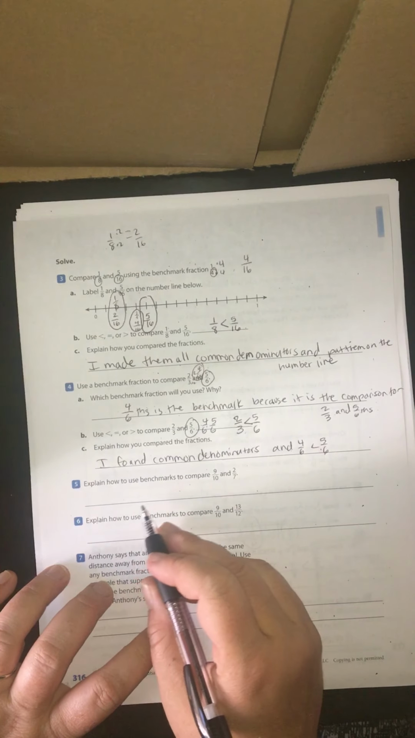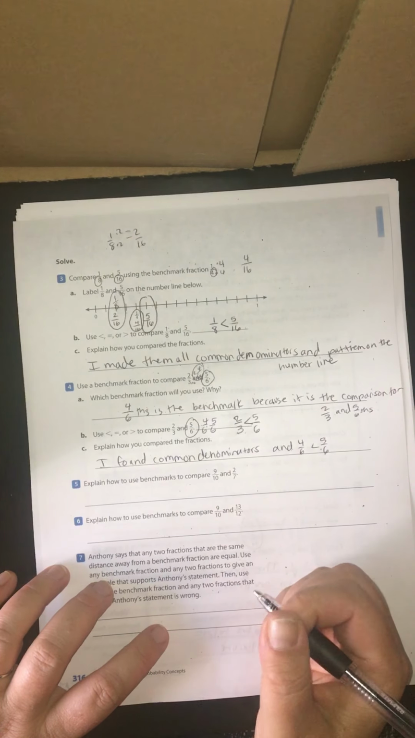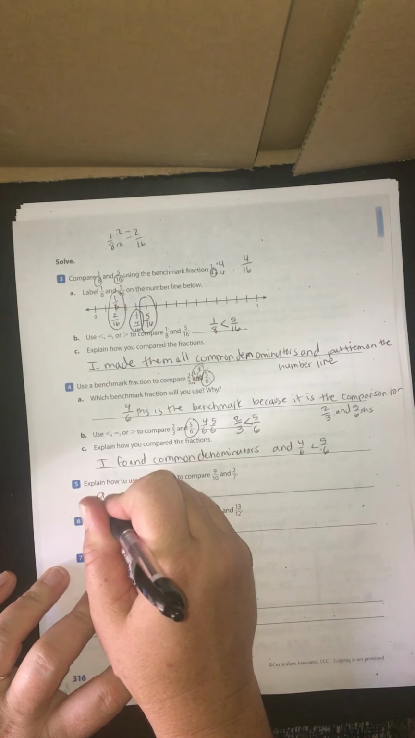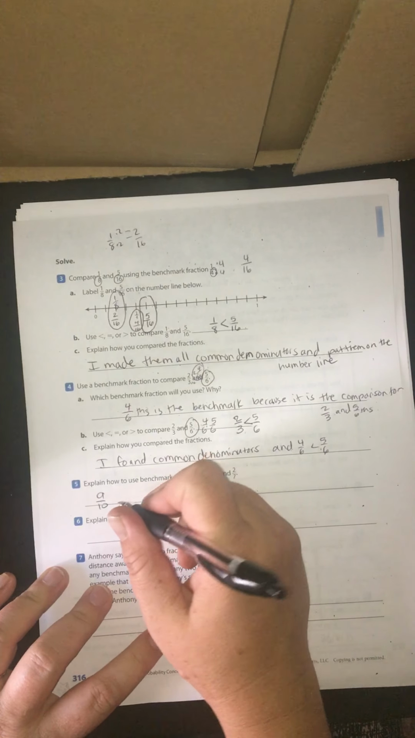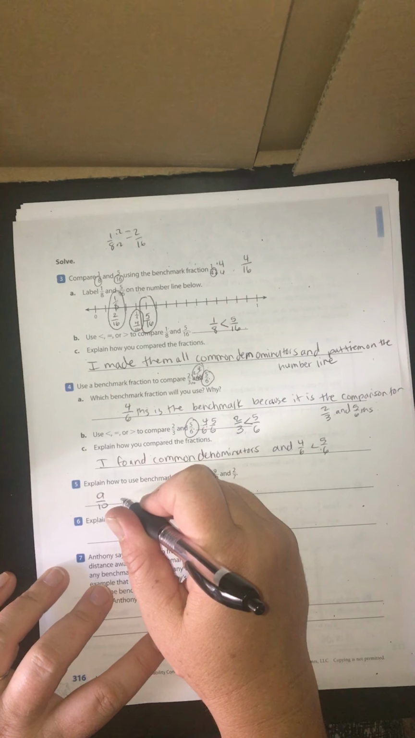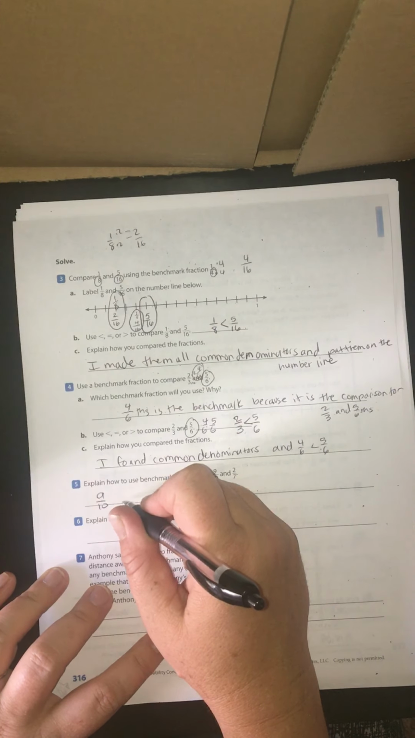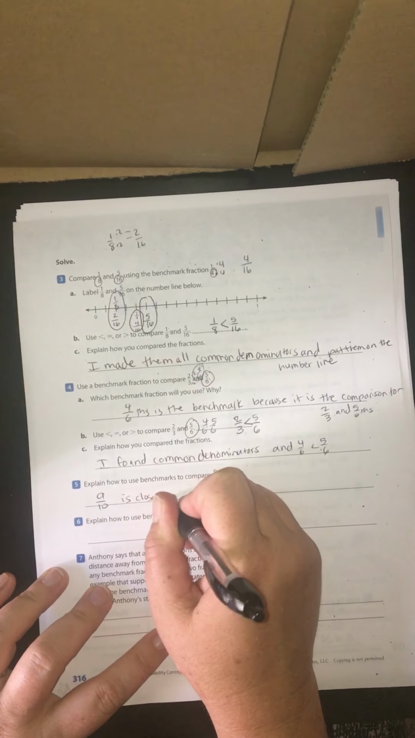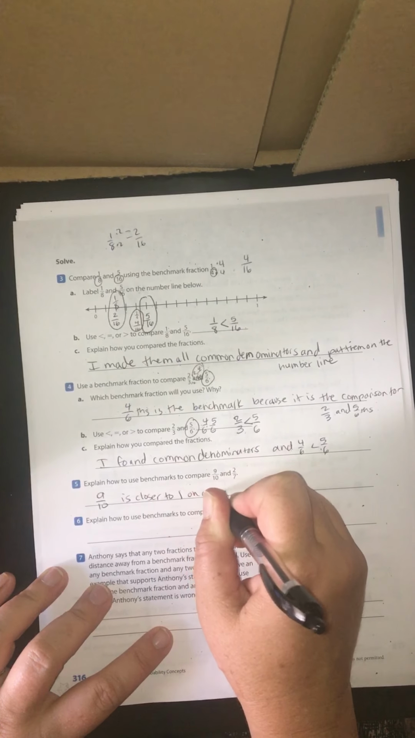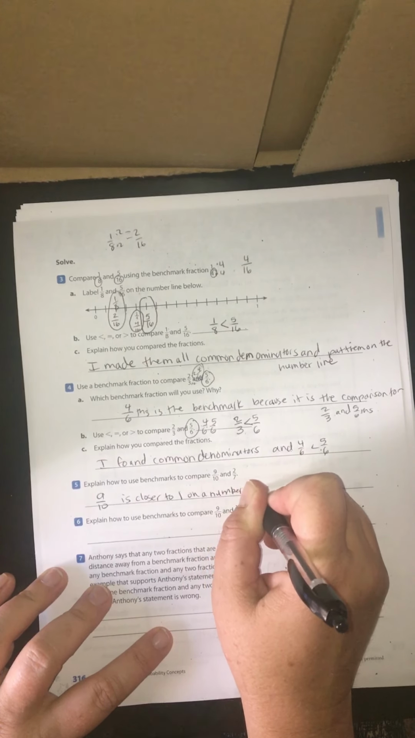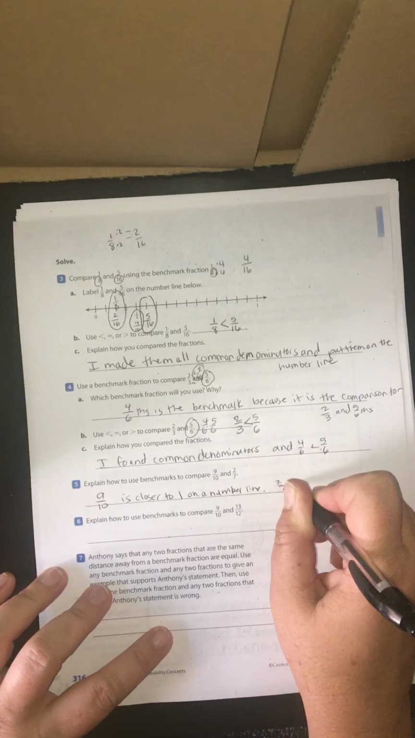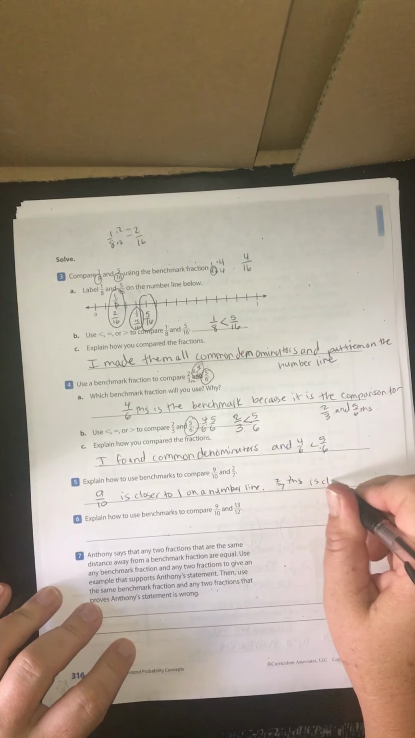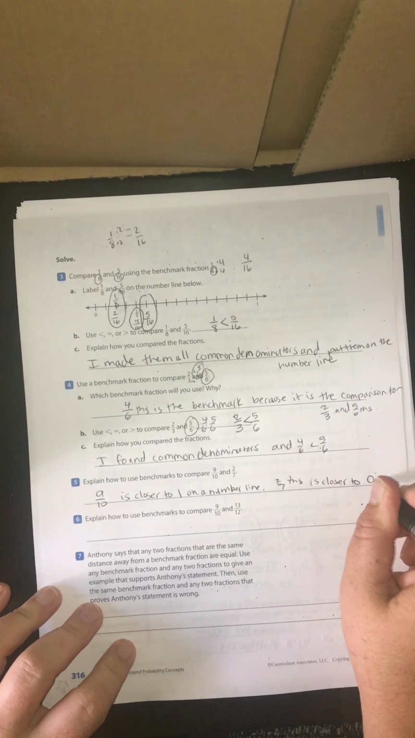All right. Explain how to use benchmarks to compare 9/10 and 2/7. So 9/10 and 2/7 are less than 1. 9/10 is closer to 1 on a number line. 2/7, think about that. 2 out of 7 is closer to 0.